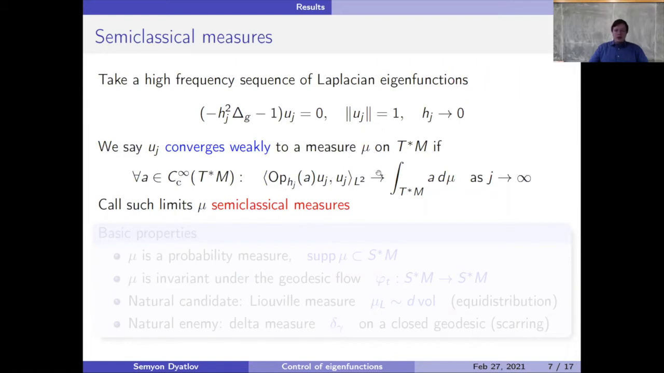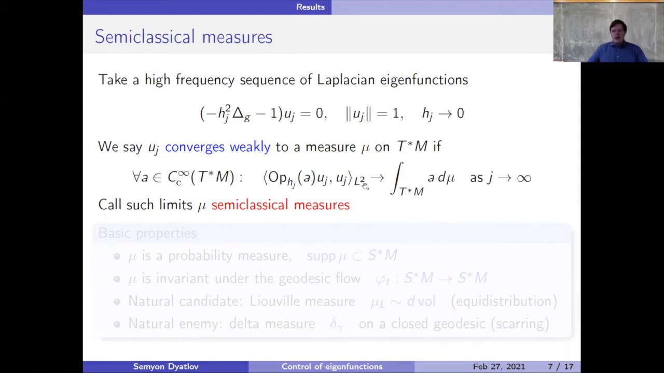And then you apply it to u_j, and the limit you want is the integral of the classical symbol with respect to some measure. So this is a notion of a weak limit. You say that this sequence of eigenfunctions converges to this measure. On the left, if A is a function, then this expression in quantum mechanics is interpreted as the average value of the classical observable A on the wave function u. That's the definition of it basically in quantum mechanics.